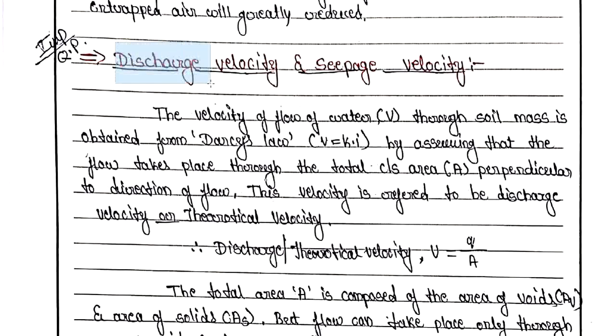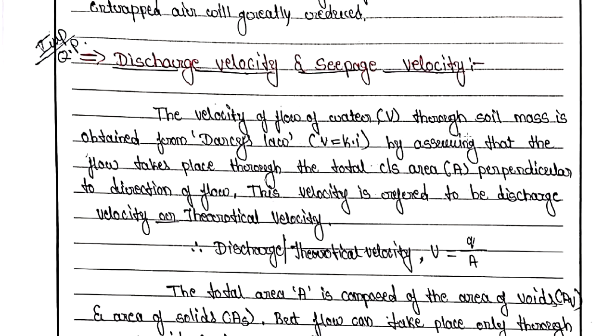First I am going to consider the discharge velocity. Discharge velocity is also called theoretical velocity. Remember this. It is the velocity of flow of water, that is V, through the soil mass obtained from Darcy's law. So that is V equals K into I.